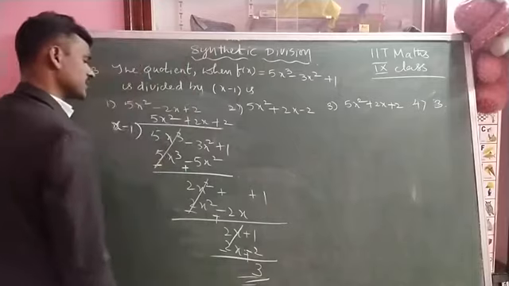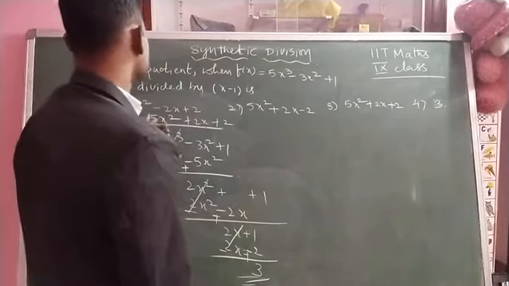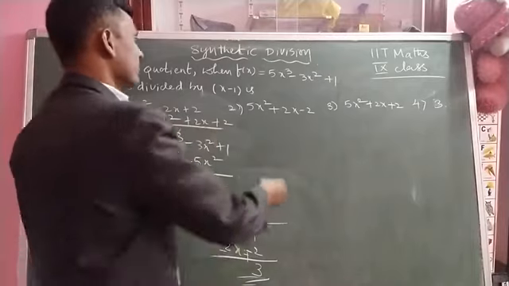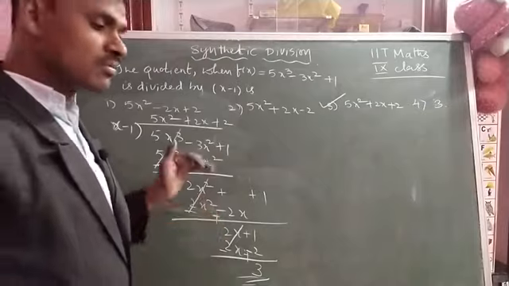Here this is 3. Here the remainder is 3. Quotient is 5x square plus 2x plus 2. This is a third option, but one more method I will explain.